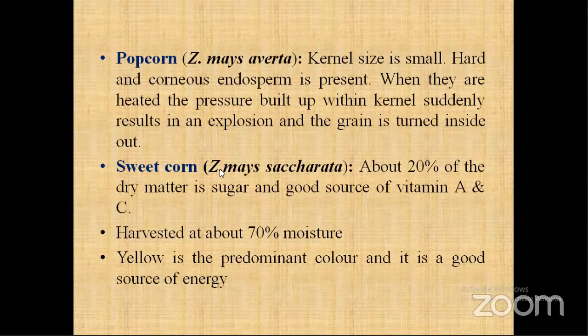Next one is sweet corn, Zea mays saccharata. About 20% of this grain is sugar, and it is a good source of vitamin A and C. It should be harvested at about 70% moisture. Yellow is a predominant color for sweet corn, and it is a good source of energy.